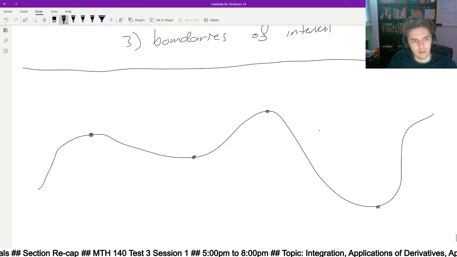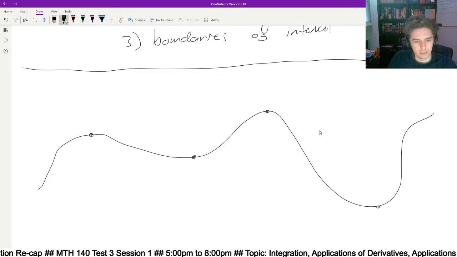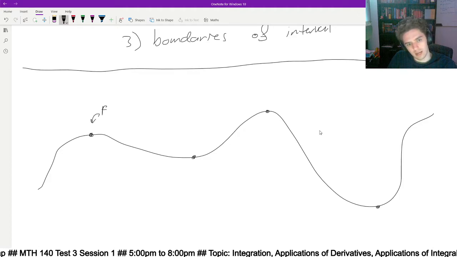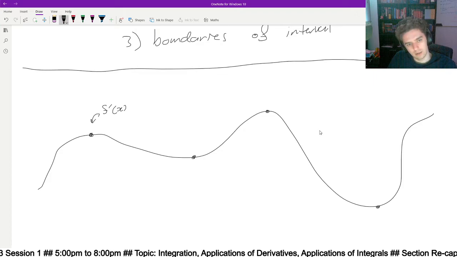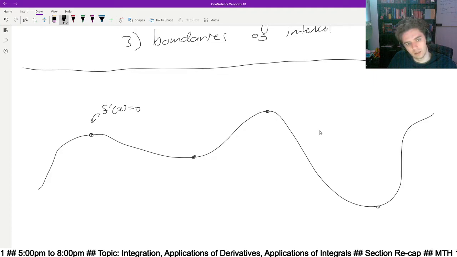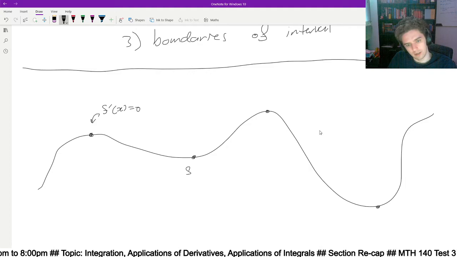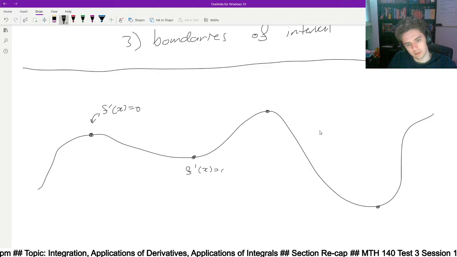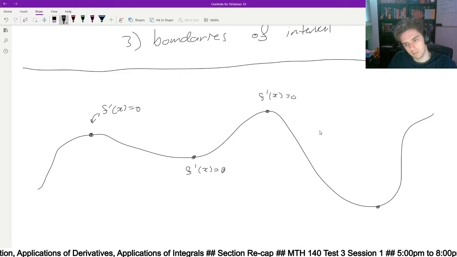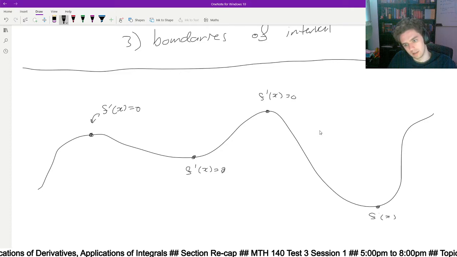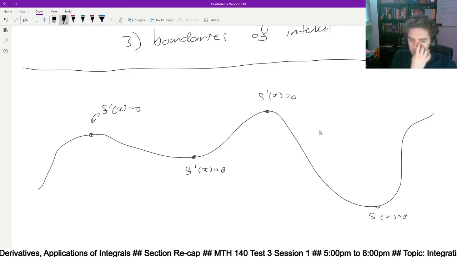So let's start with that. This is where the derivative equals 0. F prime of x equals 0. F prime of x equals 0. F prime of x equals 0. And nothing going on over here.